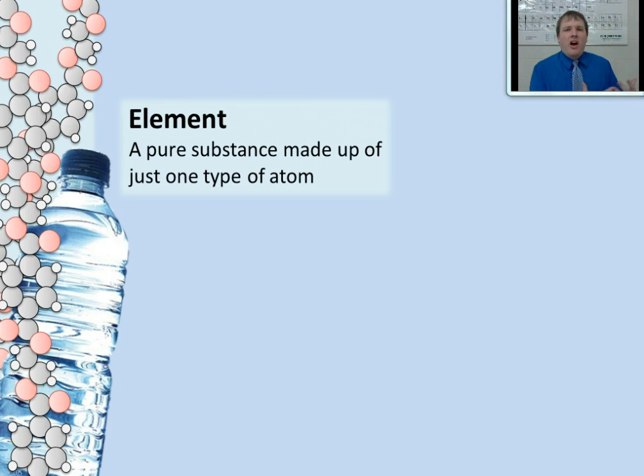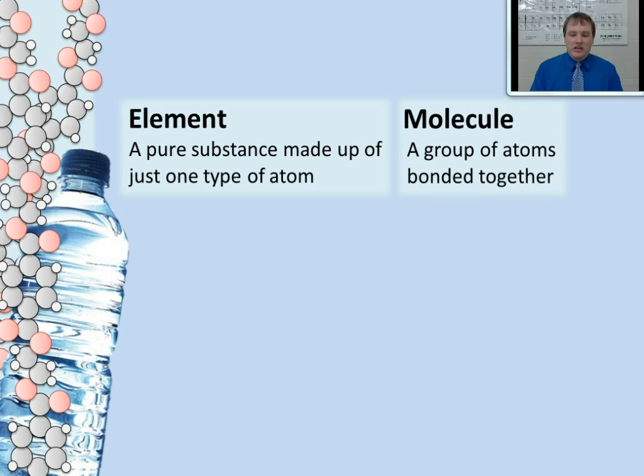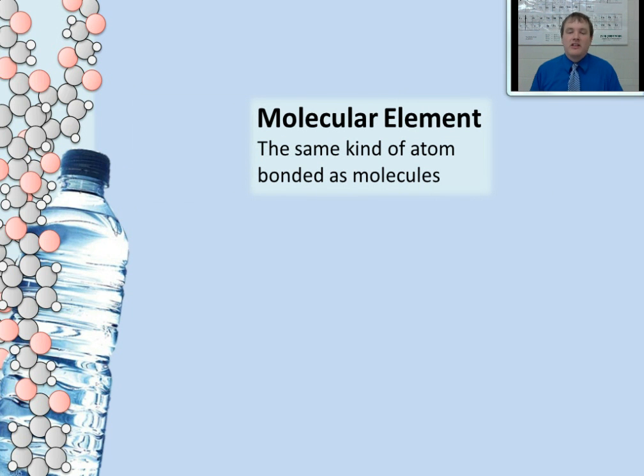Now, it might help to go back and review the definition of element and of molecule. An element is a pure substance made up of one type of atom. A molecule is a group of atoms that are bonded together. The atoms are touching each other in my pictures to show that they are bonded together. When we combine these two terms together to make molecular element, we see that a molecular element has the same kind of atom, except they're bonded as groups of that same kind of atom as molecules. Let's see what that looks like.